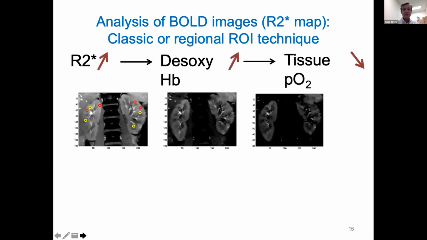Once you have your R2 star map, there are different ways of analyzing this. The classical way is to put circles in the cortex and the medulla, known as the regional ROI technique. The mean value of all the R2 star pixels in the circles of the cortex and the medulla can be obtained by this, and this gives you the degree of oxygenation in the cortex and the medulla. Next slide.